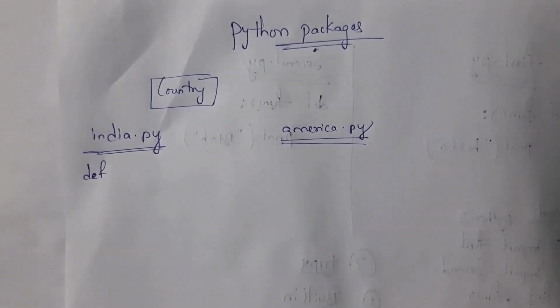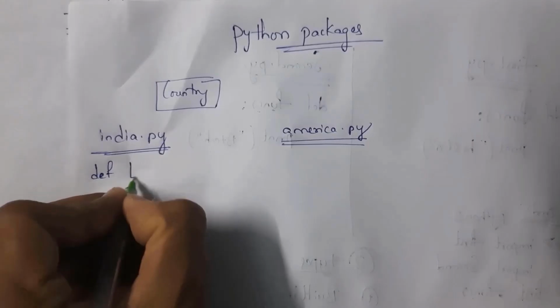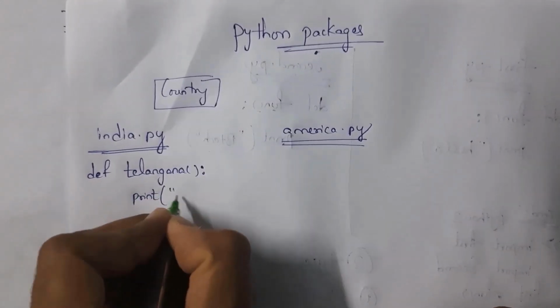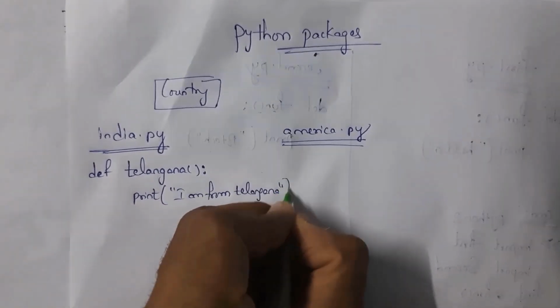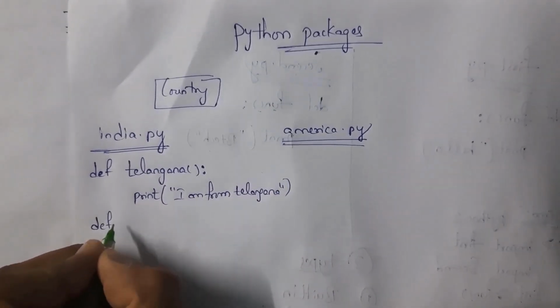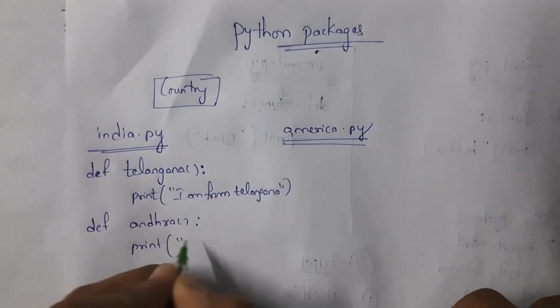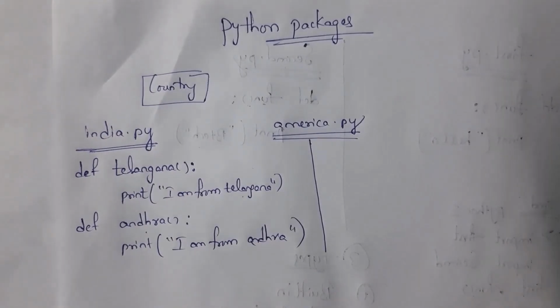As we know, we create a function by using the keyword def, and I am creating a function called Telangana. Inside this function, I am writing the statement print I am from Telangana. And again, I am creating another function, def Andhra. Inside this function, I am writing the statement print I am from Andhra. This is the India module.